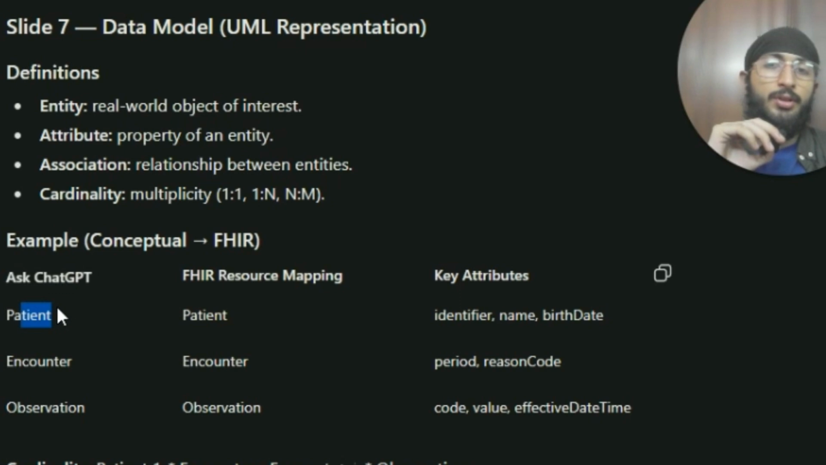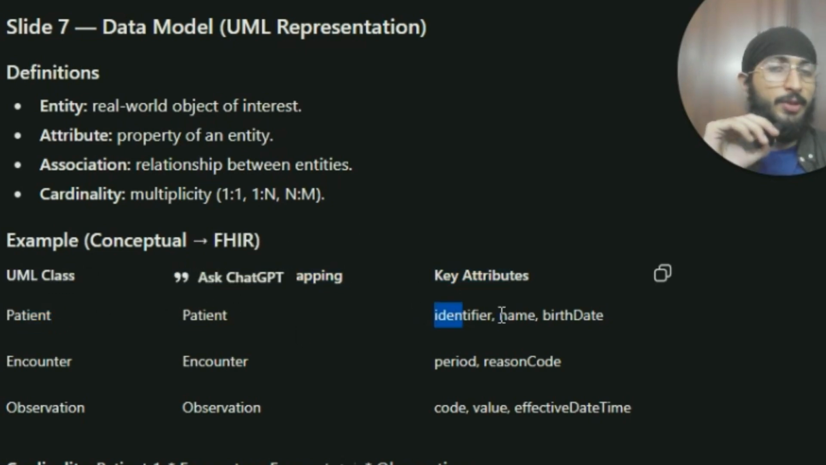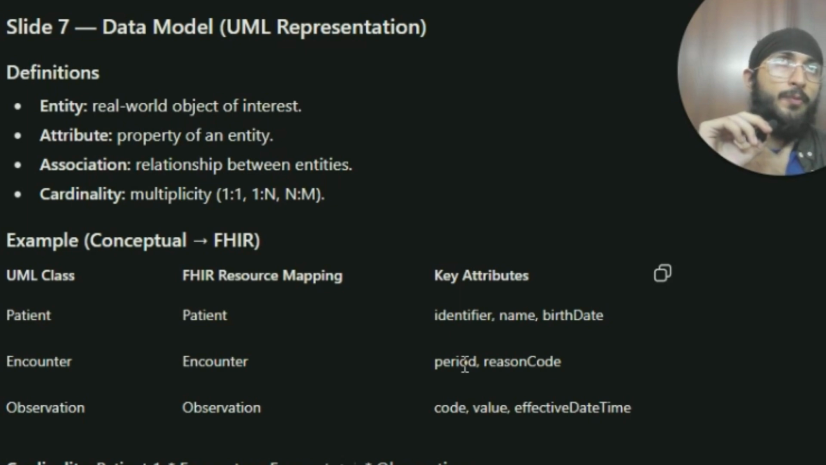Now, UML class patient, FHIR resource mapping is patient, and key attributes identifier of the patient's unique identifier, that is the ID that they get, then the name of the patient, the birth date, gender, age, all of these. And encounter, the key attributes are period and the reason code, right? So what exactly the problem they're facing, whether it's a disease or a condition, right? And the period for which it has been bothering them. So all of these things noted down for encounter.